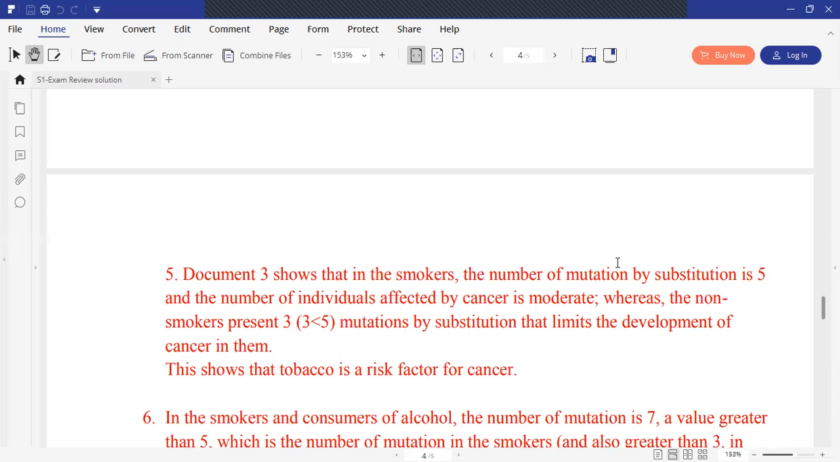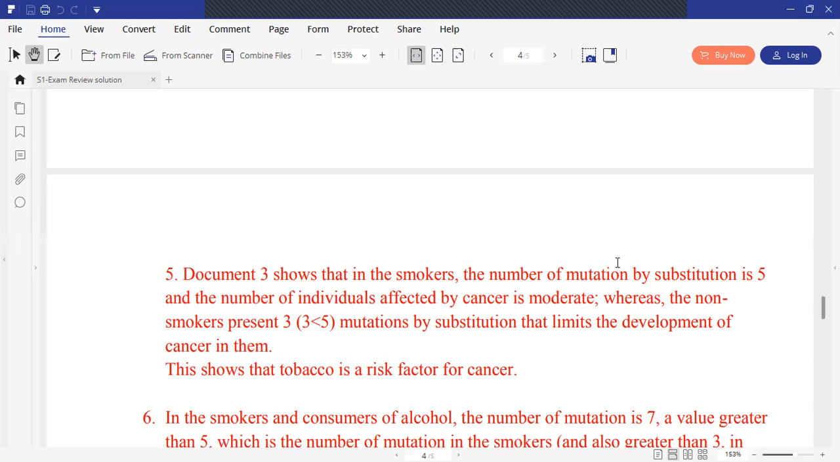They want us to show that consumption of tobacco is a risk factor for cancer. Document 3 shows that in smokers, the number of mutations by substitution is 5, while the number of individuals affected by cancer is moderate. The non-smokers present 3, so 3 less than 5 mutations by substitution, which will limit the development of cancer. So between the smokers and the non-smokers, smoking increases the chance of mutation and thus increases the chance of having cancer.